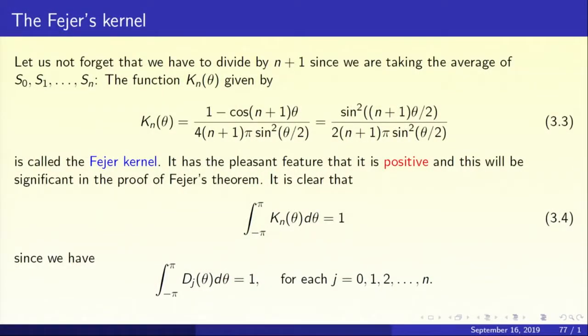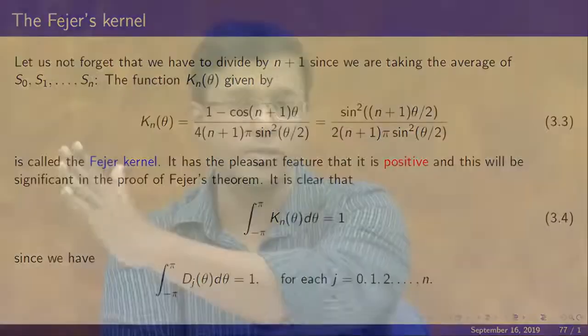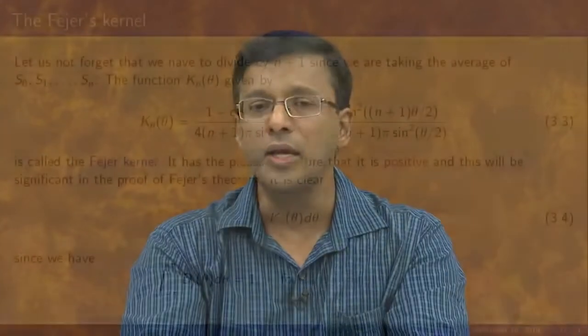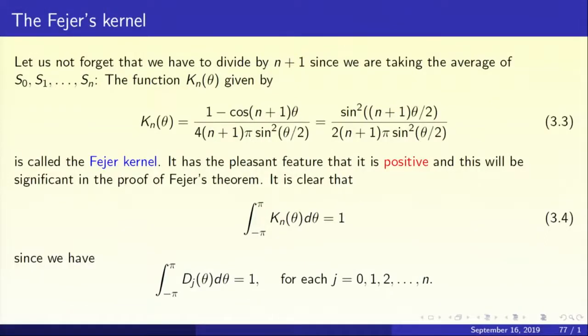Now let us look at some of the properties of the Fejer kernel. What are the properties of the Dirichlet kernel? When I integrate dj from minus pi to pi, I get 1. But how do I get the Fejer kernel from the Dirichlet kernel? I simply do the averages: d0 plus d1 plus and so on plus dn, upon n plus 1. And now if I integrate it from minus pi to pi, again I am going to get 1, because every one of the terms integrates to 1 from minus pi to pi. So the averages will integrate to 1. Because the integral from minus pi to pi of dj theta d theta is 1 for each j, the integral from minus pi to pi of kn theta d theta equals 1, equation 3.4 in the slide.